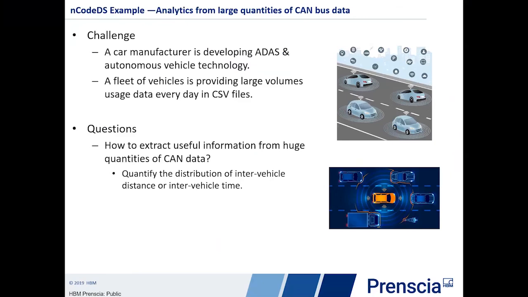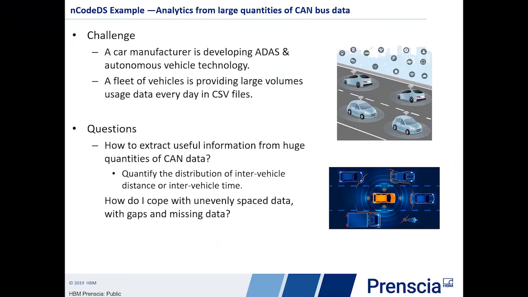So we're talking about here vehicle bus information that's on the vehicle, making use of that readily available data such that you can then dig into how vehicles are being used, so you can understand how vehicles are being driven, etc. So for example, to quantify the distribution of inter-vehicle distance or inter-vehicle time, in other words, gaps between vehicles, time between vehicles as they're being driven, as an example of a type of analysis.